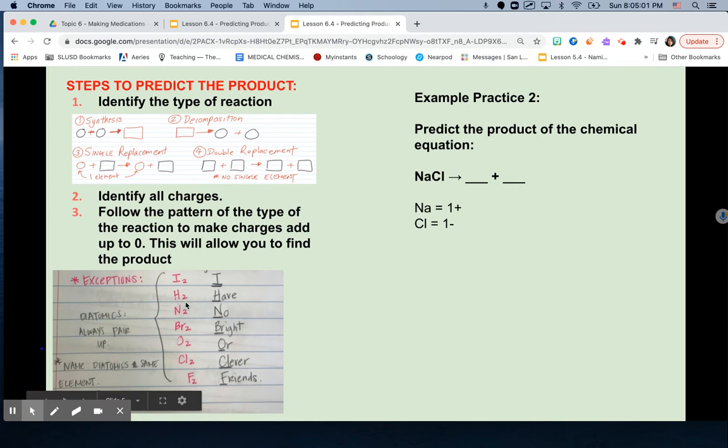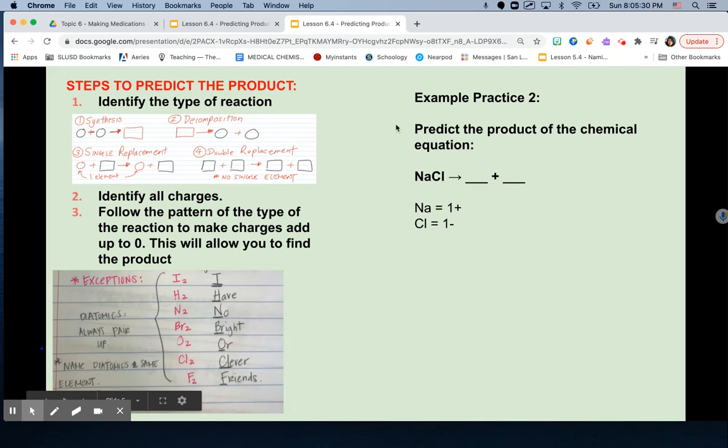Okay, so let's go through a couple of examples of each of these scenarios in order to predict the product. So every single time we're doing this, we're doing the same 3 steps. I would highly recommend that you pause the video, write down the 3 steps, as well as the type of reaction info, and the screenshots of exceptions.